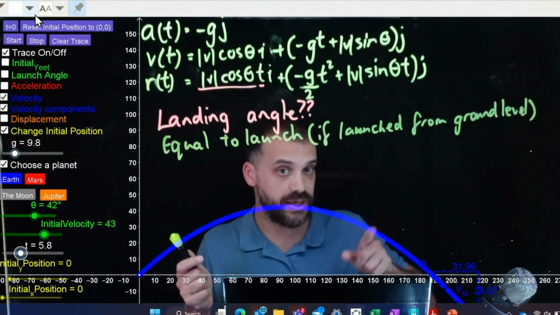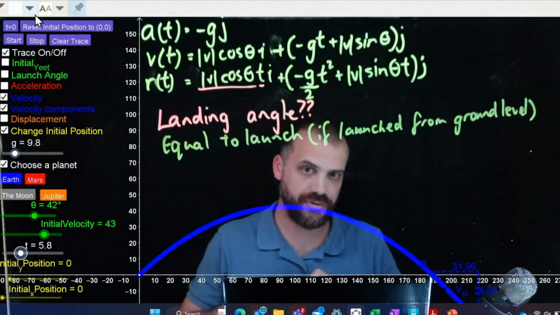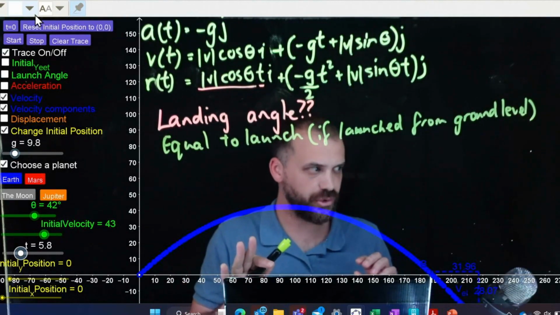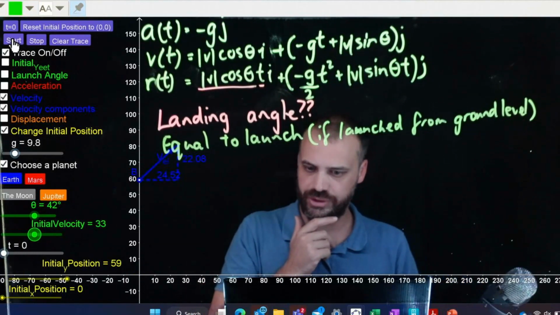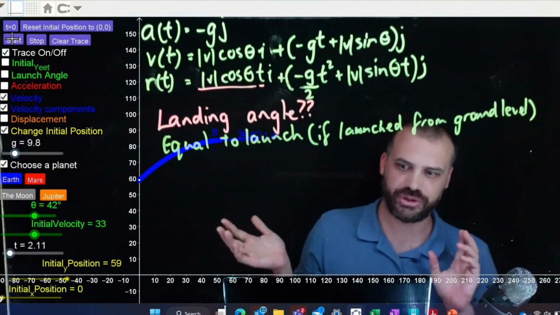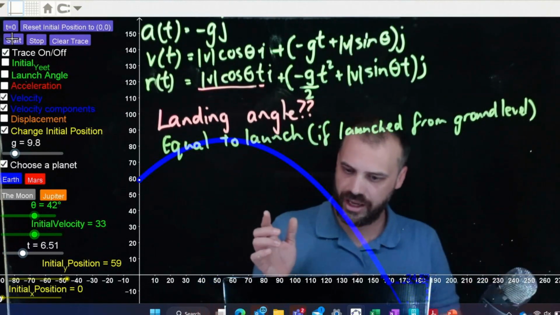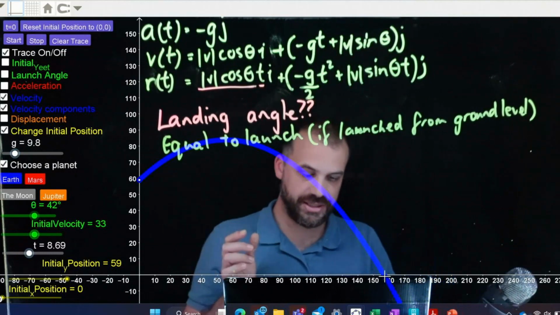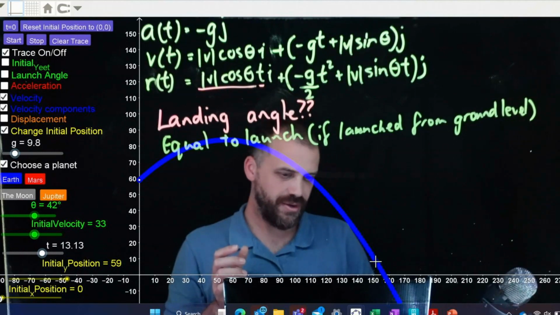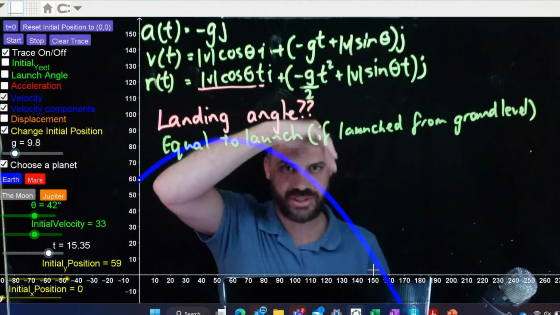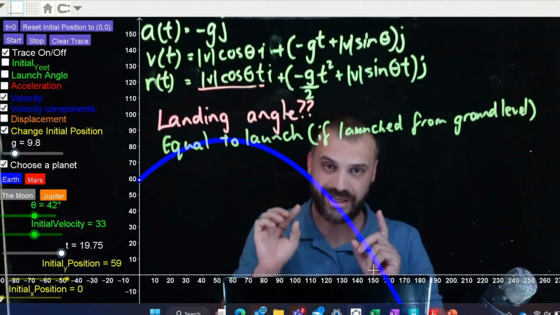So there's a big but here: equal to launch if launched from ground level, right? If we're not launching from ground level, we've got to work a bit differently. So if I launch from here, I've just decreased velocity a bit so we don't have to watch this thing fly through the sky for the next 10 hours. You can see that the launch angle is different to the landing angle, right? This launch angle is 42 degrees, but this landing angle is much, much steeper. And if we were to launch from even higher, the landing angle would be much, much steeper again.